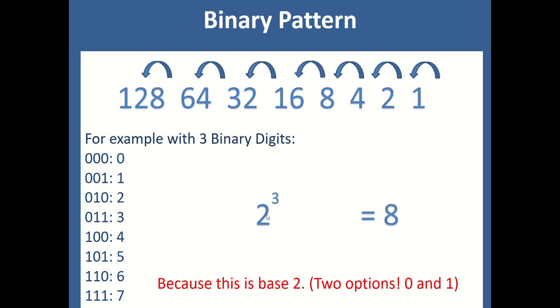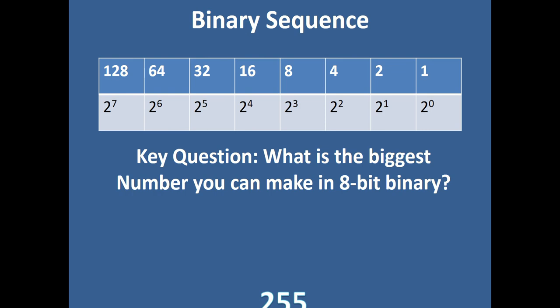And you can do that on the calculator. 2 to the power of 3 is 8. So when we have 3 binary digits that we can use, we can have 8 combinations. Remember, the 2 is for base 2. There's a 2 here because there's 2 options, a 0 and a 1, and it is base 2. That means our binary sequence comes from our bases.